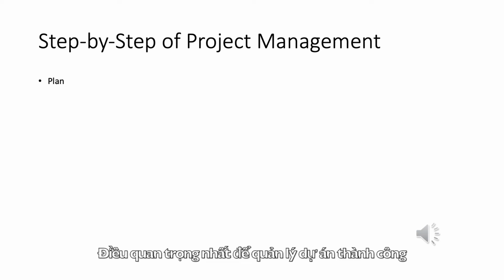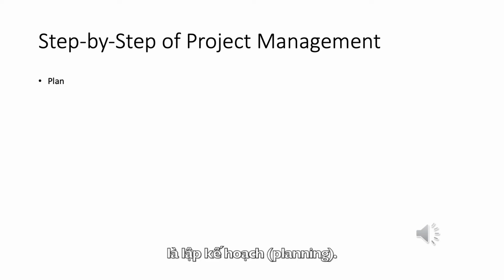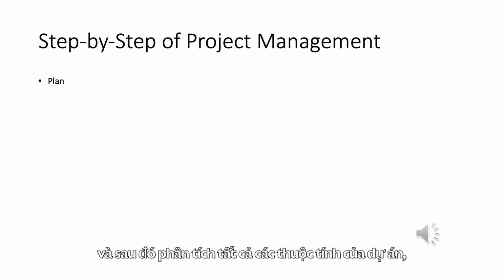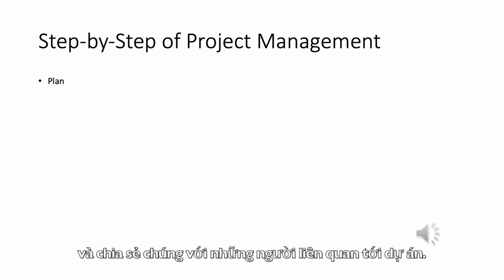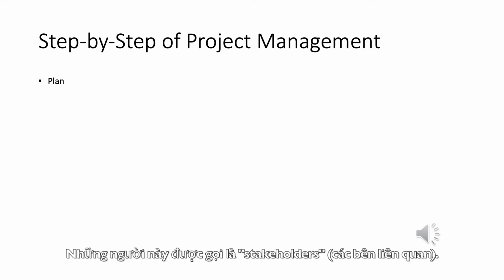The most important part to managing a successful project is planning. It's really important to plan the project out in great detail and then to analyze all of the attributes of the project, have them well documented so that you can present them and communicate them to everyone who's involved on the project. We call these stakeholders.